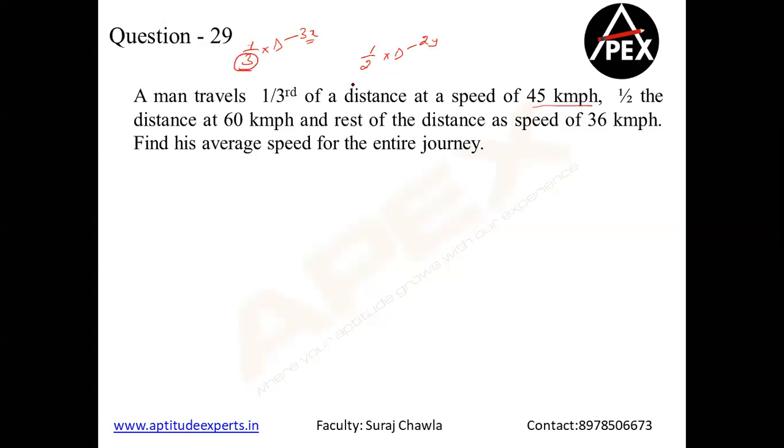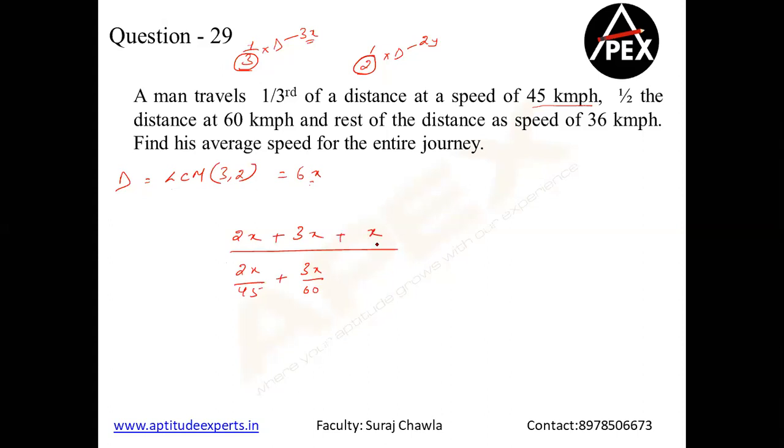So when you have a denominator called 3 and when you have a denominator called 2, assume the distance to be LCM of 3 comma 2, which will be how much? 6x. Clear? So what is one third of 6x? That means he is traveling 2x for the first part, at a speed of 45, plus half of the distance will be 3x, half of 6, okay? So 3x, he is traveling at a speed of 60, and the last part is going to be x, because total distance is 6x only, and x he will be traveling at the speed of 36. So x will get cancelled.